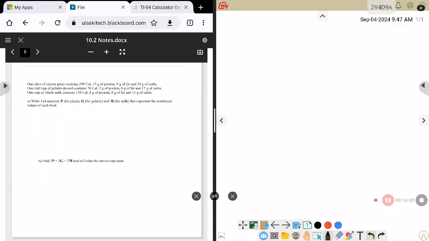Okay, in this next example, it's saying that one slice of cheese pizza has 290 calories, 15 grams of protein, 9 grams of fat, and 39 grams of carbs. A half cup of gelatin dessert has 70 calories, 2 grams of protein, 0 grams of fat, and 17 grams of carbs. And then 1 cup of whole milk contains 150 calories, 8 grams of protein, 8 grams of fat, and 11 grams of carbs.